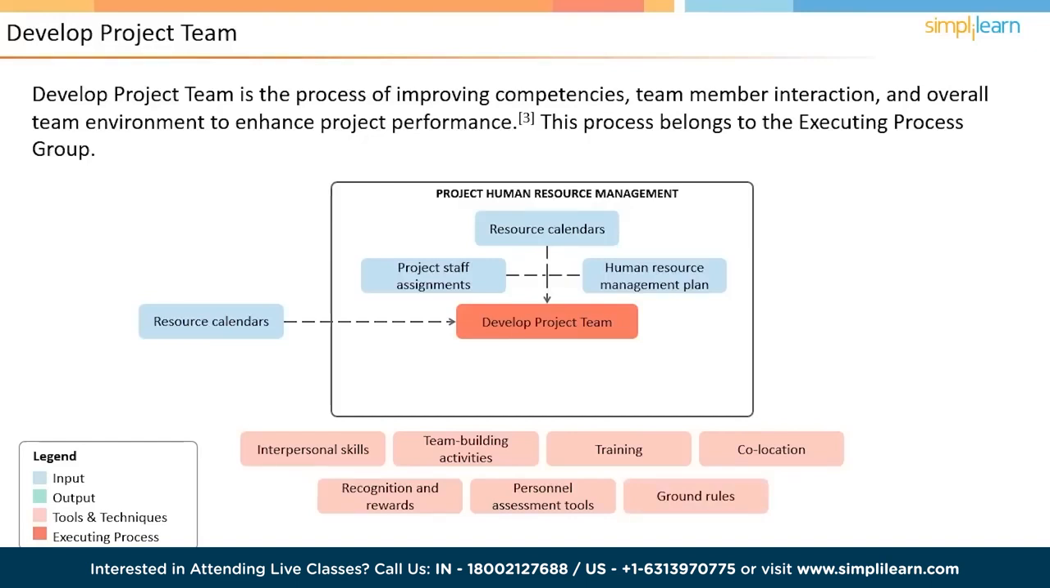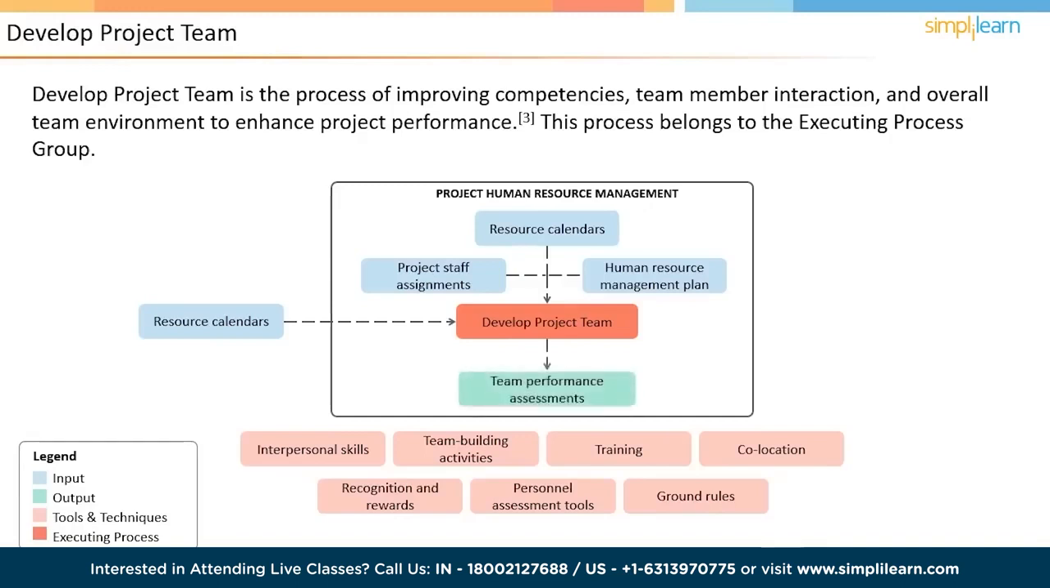Some such rules can be: everyone should reach office for daily meeting by 9:30 a.m. sharp. If there is more than a 10% delay in completing any activity assigned, it should immediately be escalated to project manager. If there are any unforeseen circumstances, it should be immediately brought to the notice of the project manager, etc. The output of this process is team performance assessments.